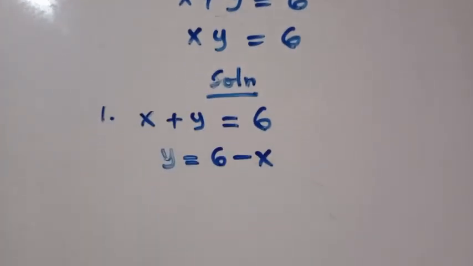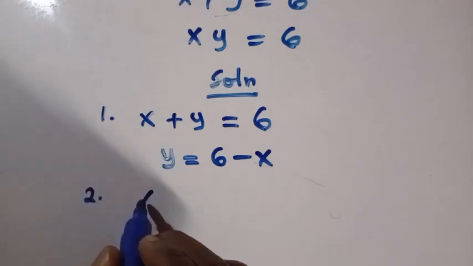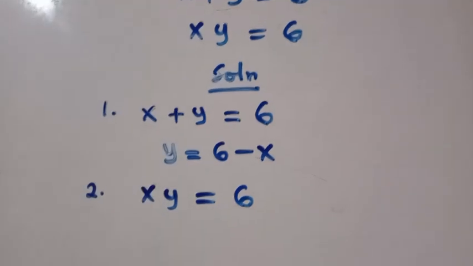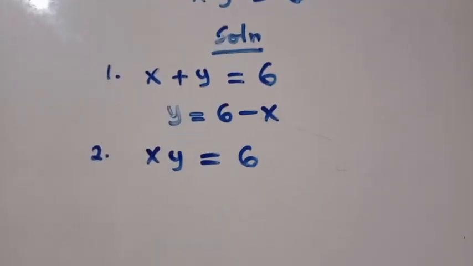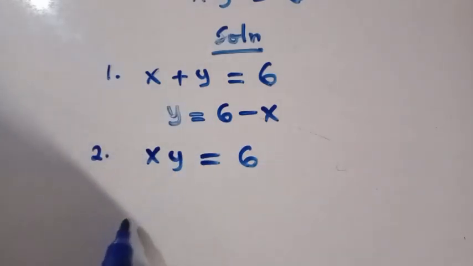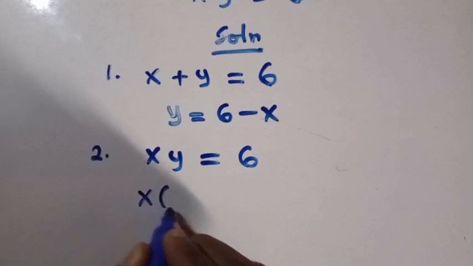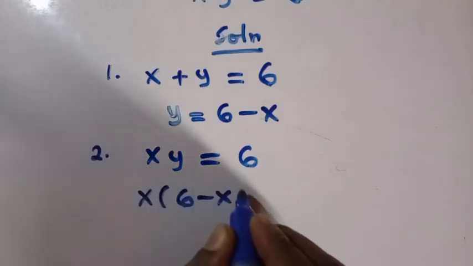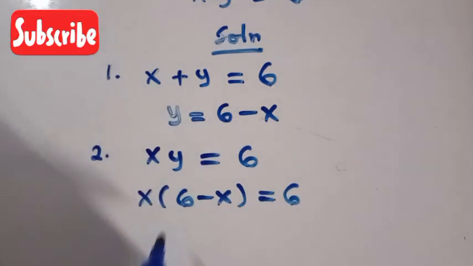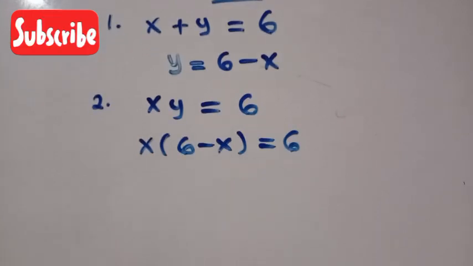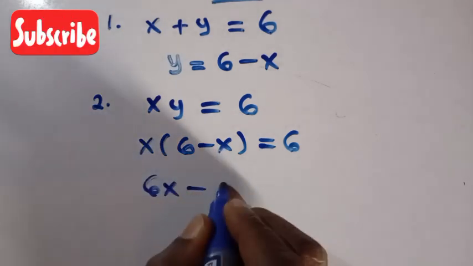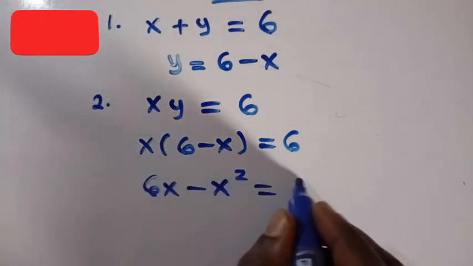So then from equation 2, we have xy equals 6. And let's replace y here with 6 minus x. So since we have derived a new equation, here becomes x into bracket of 6 minus x equals 6. So by opening the bracket, we have x times 6, that is 6x, minus x times x, we have x squared equals 6.